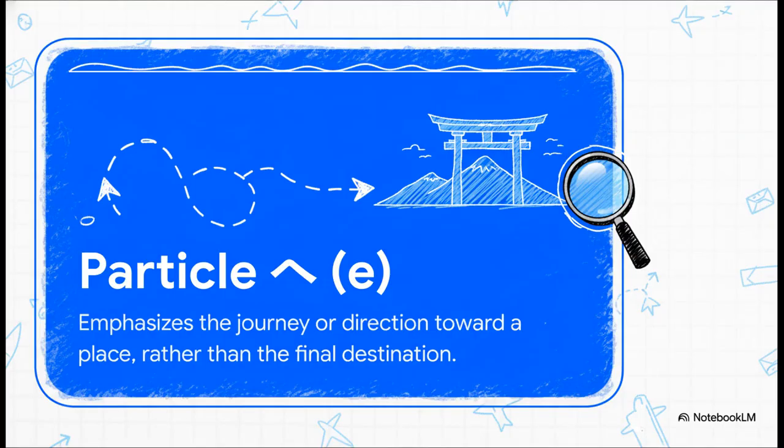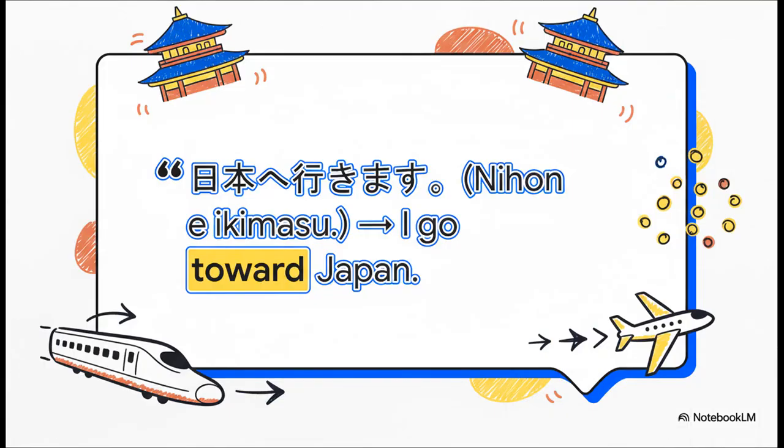Okay, now this is where people sometimes get a little tripped up, because he is also used for movement, just like ni. But here's the key difference. The focus is different. With he, you're less concerned about the final endpoint and more about the general journey or the direction you're heading. So if you say Nihon e ikimasu, it kind of has a softer feel than using ni. It really emphasizes that you're moving toward Japan, you know? The focus is on the journey, on heading in that direction.